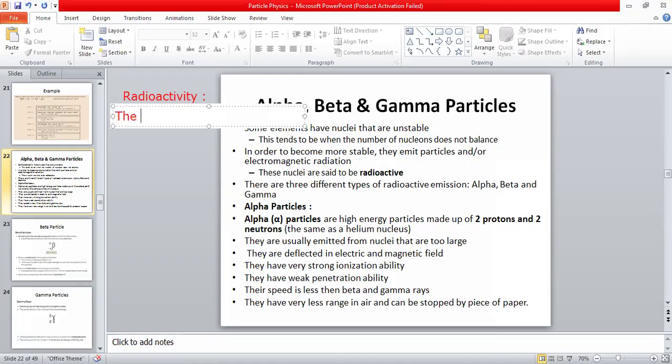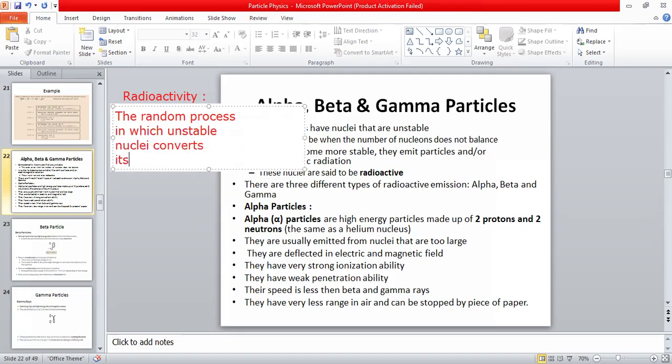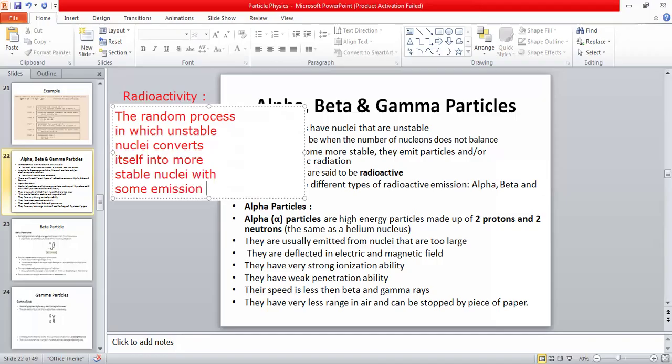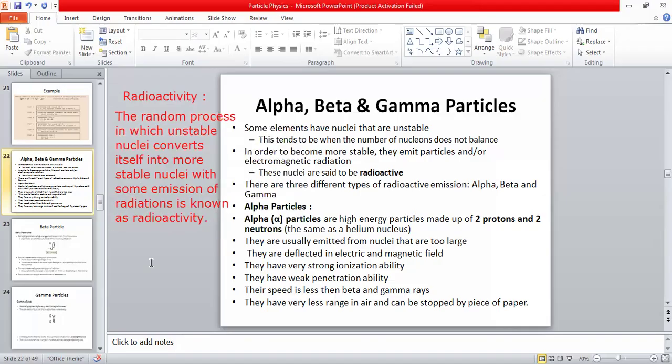The random process in which unstable nuclei convert themselves into more stable nuclei with some emission of radiations is known as radioactivity. Such behavior or such phenomena is known as radioactivity.